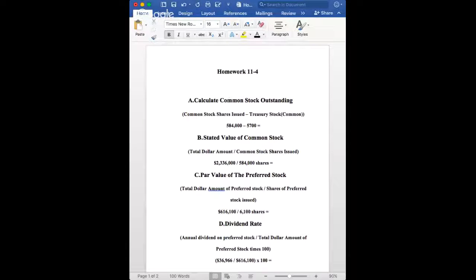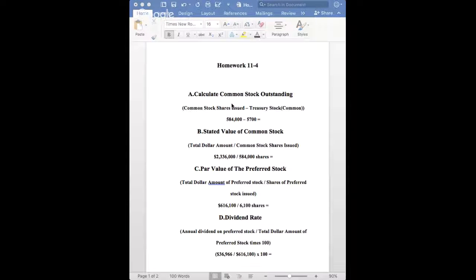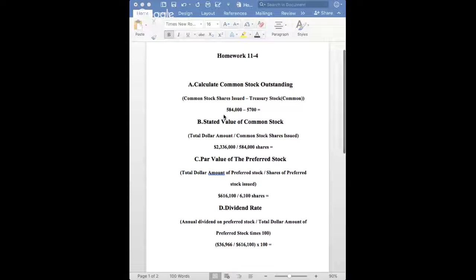As we look at this Word document, the first thing it asks us to do is calculate the common stock outstanding. Here we take the common stock shares issued minus the treasury stock, which is common. In Wiley Plus, the common stock shares issued are 584,000, and the treasury common stock is 5,700. So the answer here is 578,300.